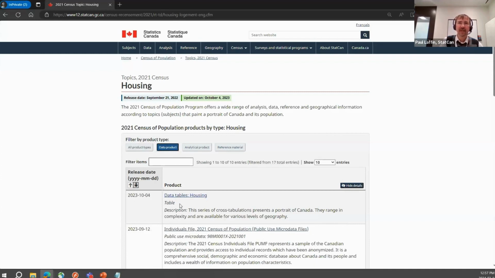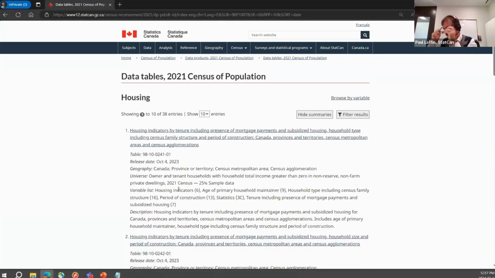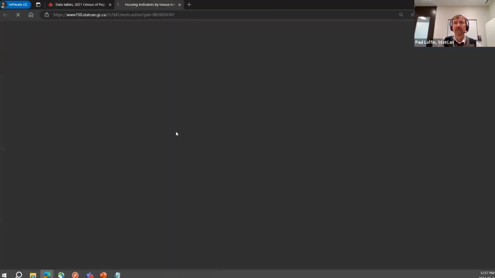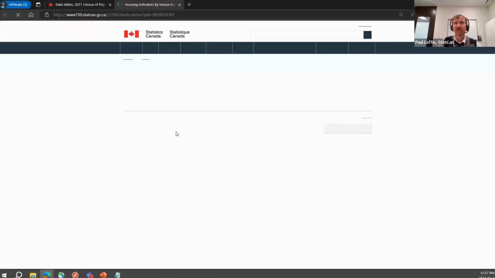And the first thing that comes up are the data tables. So it doesn't mean there's only 10 data products, but when you click on data tables for housing, you'll see that there are 38 tables. And so I want to spend a couple minutes showing you how these data tables work, if you don't mind. So I'm just going to click on the first one.